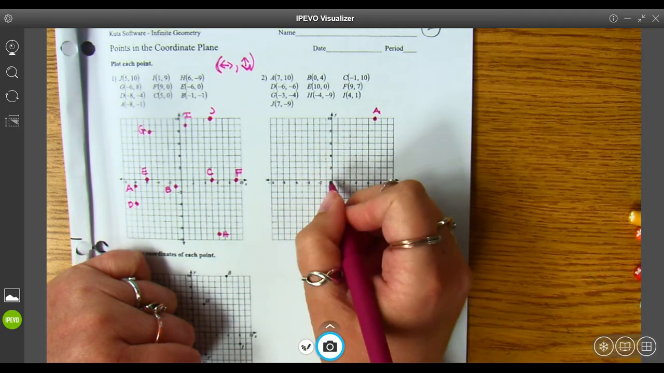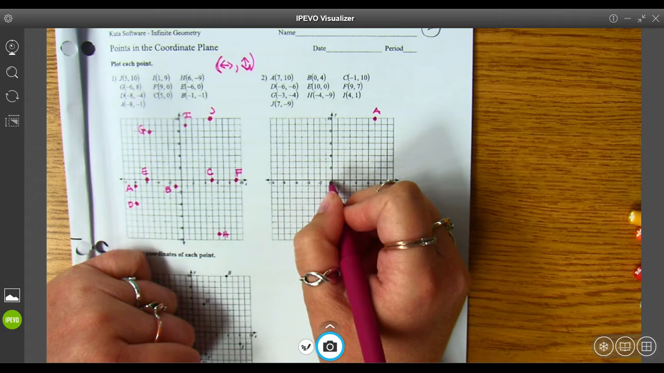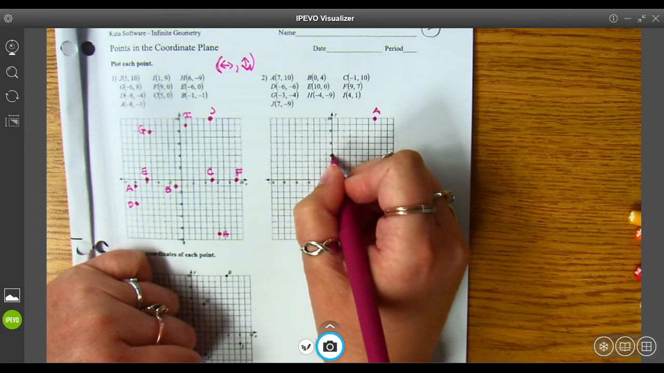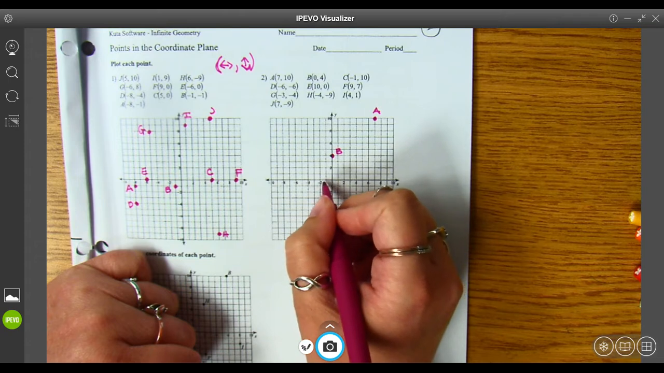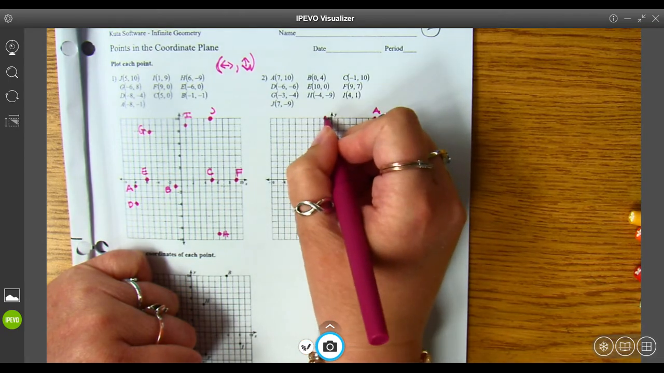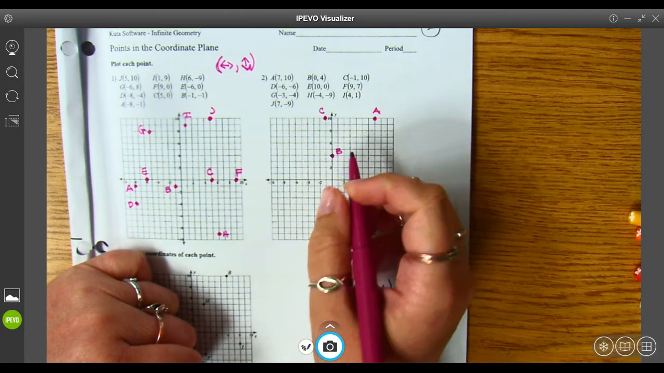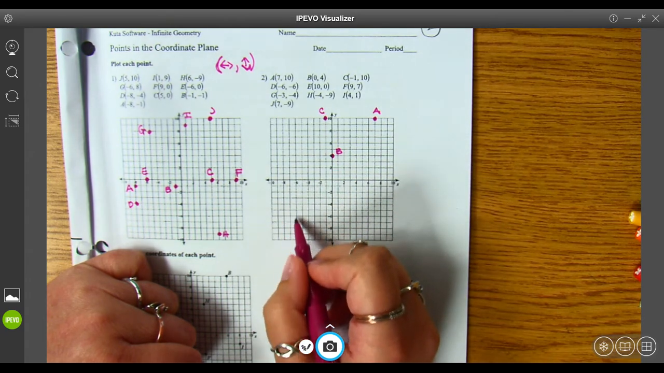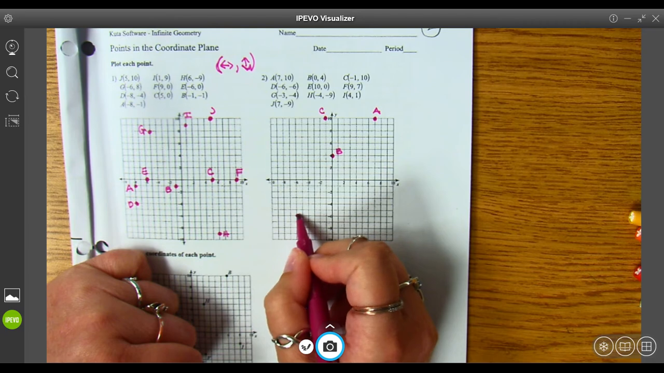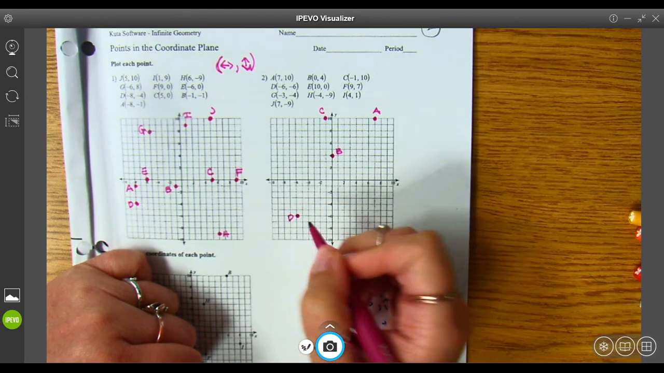0, 4. I'm going to go over nothing this time because right or left, it says right or left, nothing. And then up, because it's positive, 4. To the left, because it's negative 1, and then up 10. Negative 6, negative 6. So left 6 and down 6. And I would label that as D.